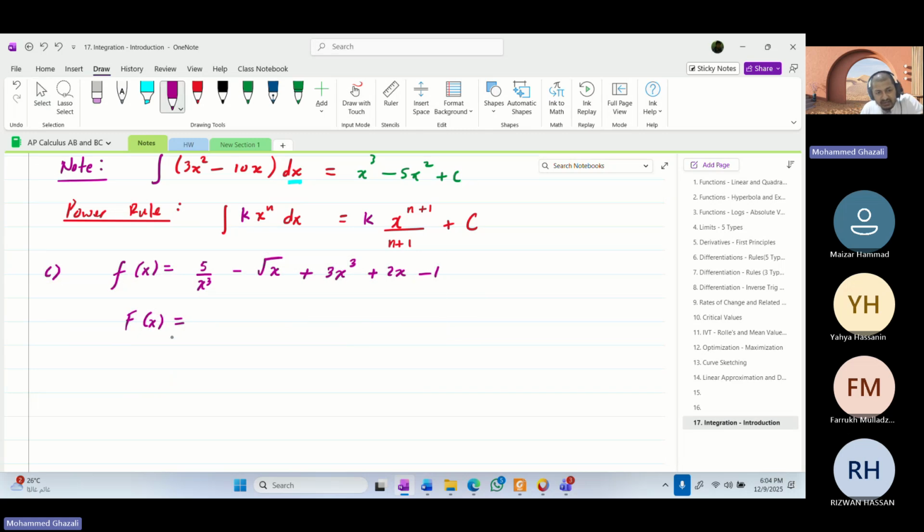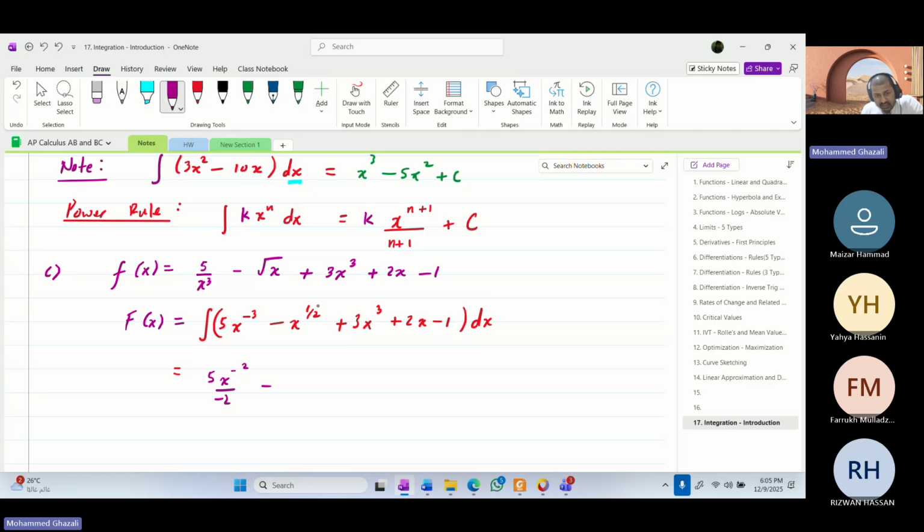So to find f of x, you need to say that's the integral of, try to simplify all this. This is 5x to the power negative 3 minus x to the power half plus 3x cubed plus 2x minus 1, dx. So you are integrating this. Now we have it in power rule form. So we're going to say this is equal to 5x to the power negative 2, because we're adding 1 to the power, and you need to divide by negative 2. Divide by the power: add 1 to the power, which was half plus 1. Remember, when you differentiate, you make the functions smaller. When you integrate, you make the functions bigger.